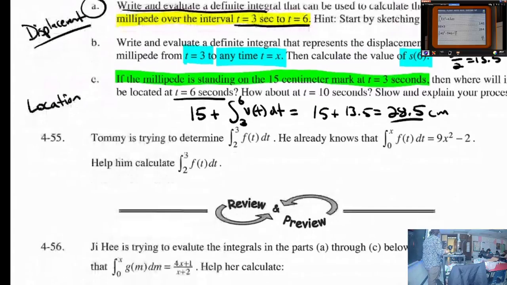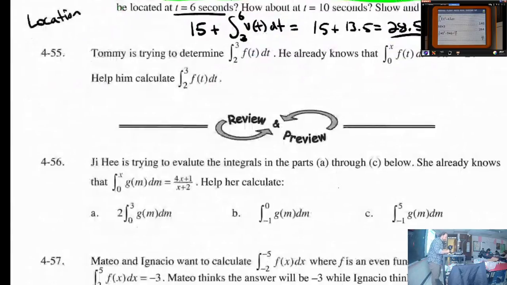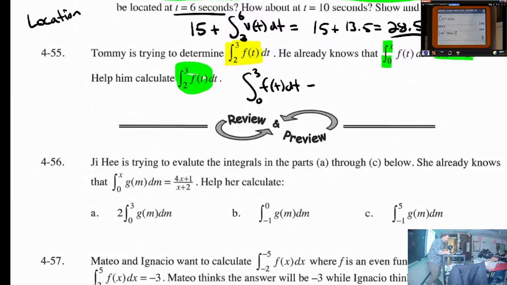55 is another really quick, one last question to check you've got the right idea. Tommy's trying to determine the integral from 2 to 3 of some function. He currently knows the integral from 0 to x is this function. So if he wants the integral from 2 to 3, here's a great way to do it. Just find the integral from 0 to 3 and subtract the integral from 0 to 2. I'm not going to calculate that with you right now. I'm just going to say that's the big idea.